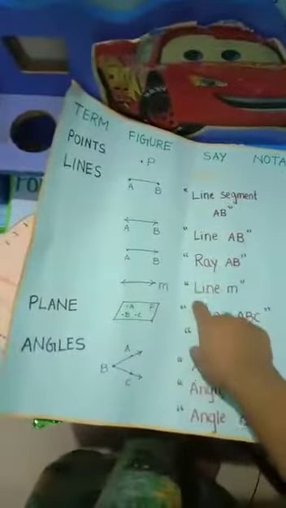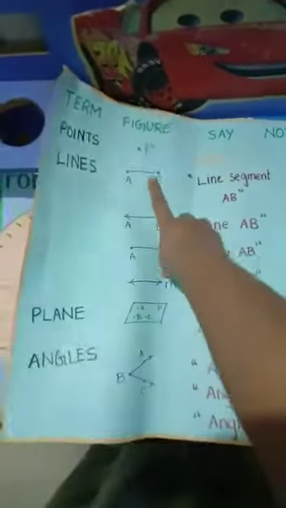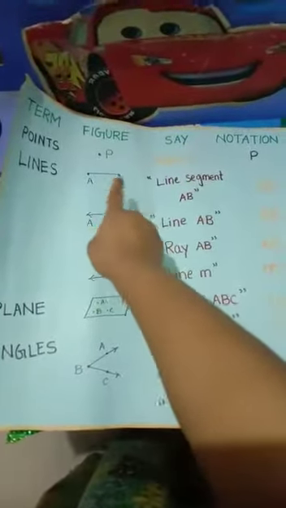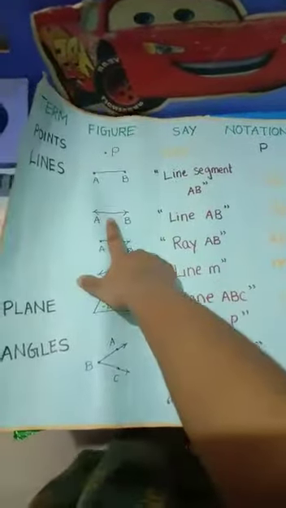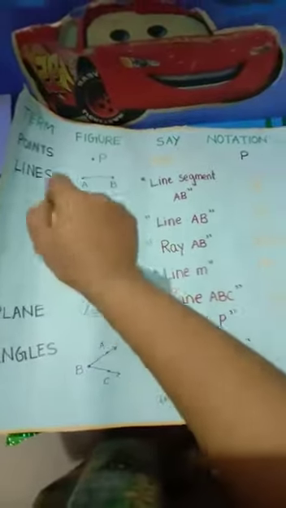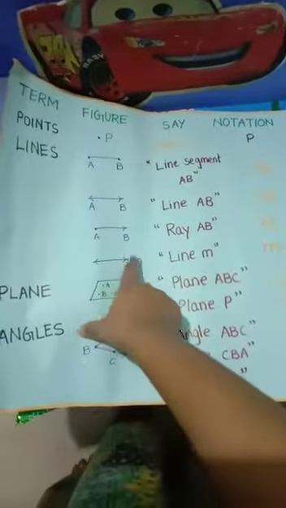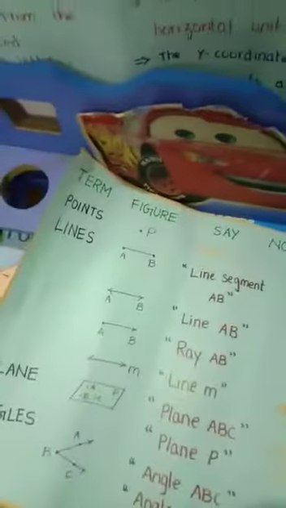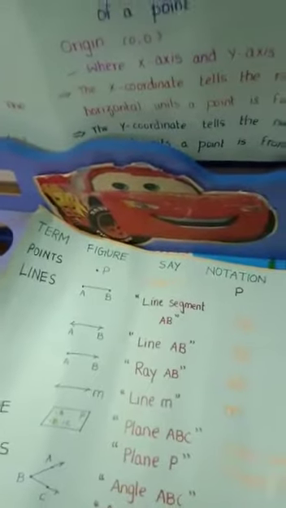Apart from this, before teaching I have shown this one. I didn't show it, but this is a connective. What is a point, what is a line? How will you represent it if there are two points? This is a line segment. This one you call line AB. If it is like this, with only one arrow, we'll call it a ray. If it is like this, it is line M. Plane. Angles, how we'll represent that one.